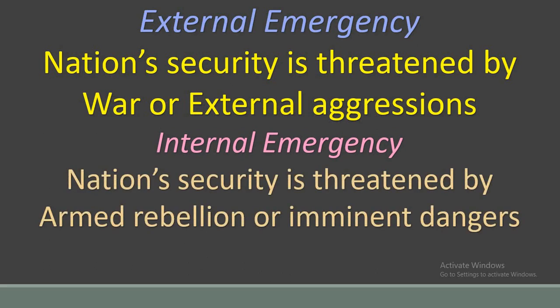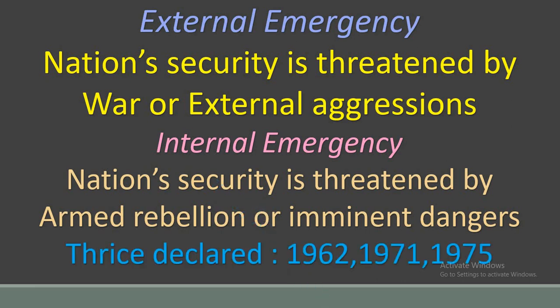Internal emergency is when the nation is threatened by armed rebellion or imminent dangers, maybe with community clashes or religious fanaticism, like that. So we have two types of emergency in the national emergency: one is external emergency and the other one is internal emergency. This national emergency has been declared thrice in our nation. The first national emergency was declared in 1962, the next one in 1971, and the third one in 1975.